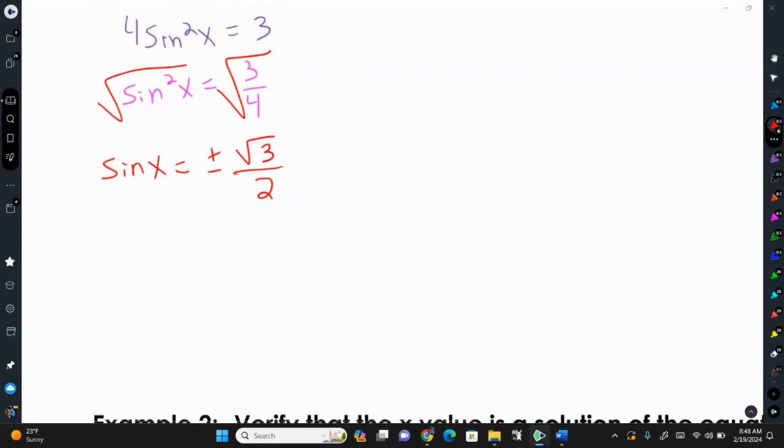So sine is equal to the square root of 3 over 2 at pi over 3 and 2 pi over 3. But we also have to worry about the negative. So sine is equal to negative square root of 3 over 2 at 4 pi over 3 and 5 pi over 3. So those would be our 4 answers.